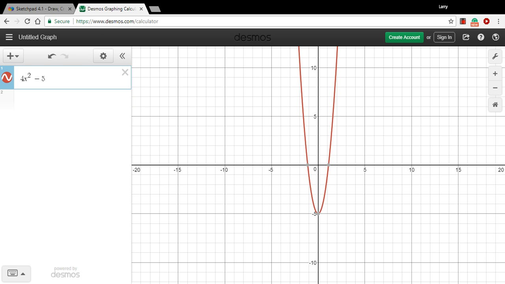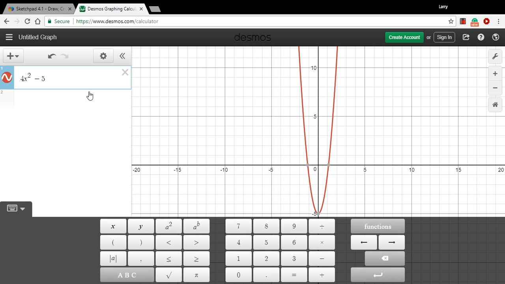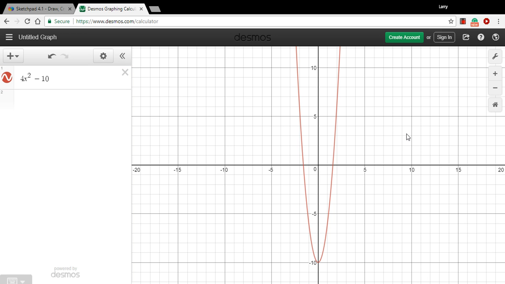So if we want to move it down 5 units more, we just subtract another 5 from it. So instead of minus 5, this would be minus 10. You can see, indeed, that moves it down so that the vertex is at minus 10. If you wanted to move a function up, you would add to it. And if you want to move it down, you subtract from it. So it's as simple as that.